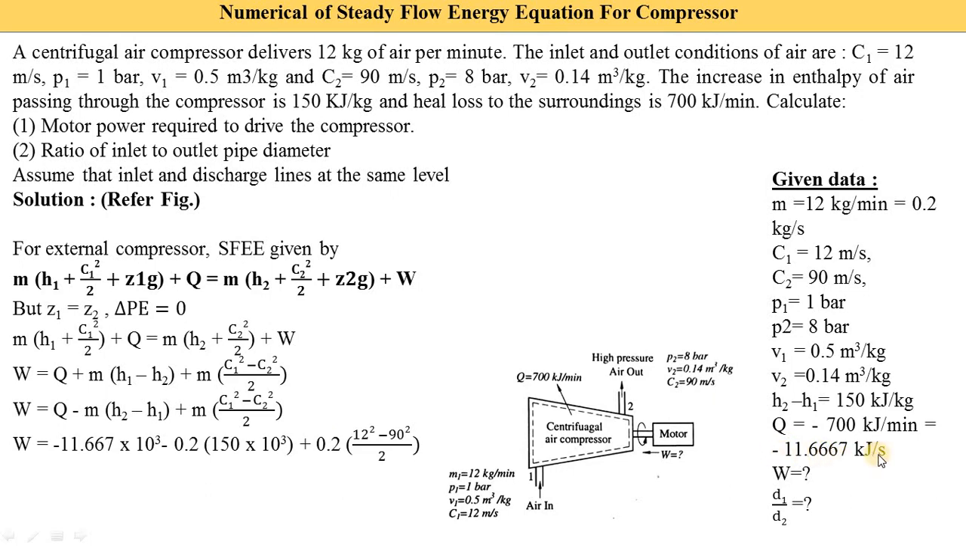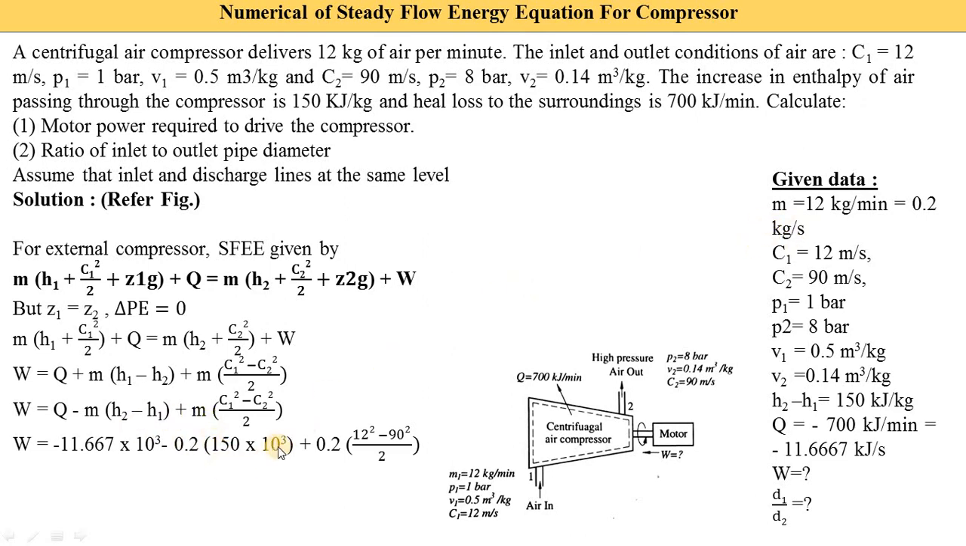As you know, in all these numericals of steady flow energy we put the value in joule per second. So here we need to multiply it with 10⁻³, and the value of M is 0.2 kg per second. Okay, so these things are important. Don't put the value in kg per minute, otherwise your answer is wrong. We need to put it in kilogram per second.